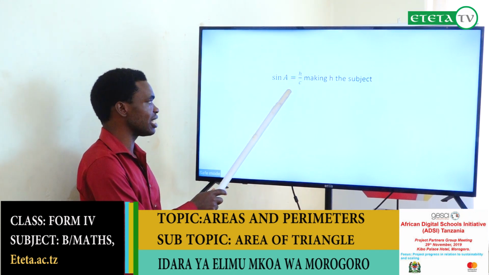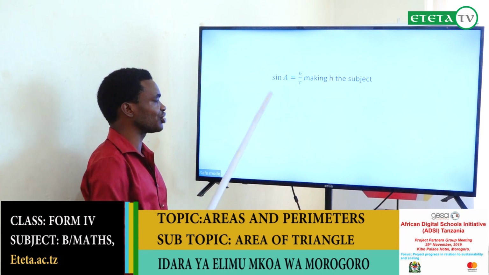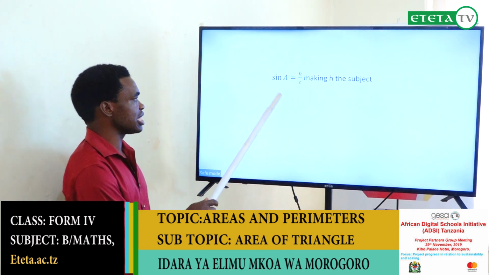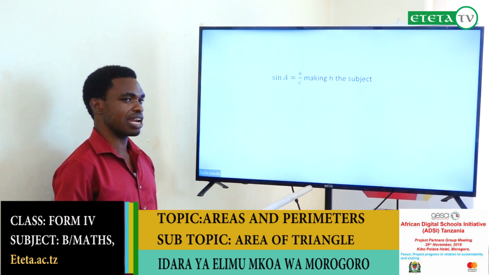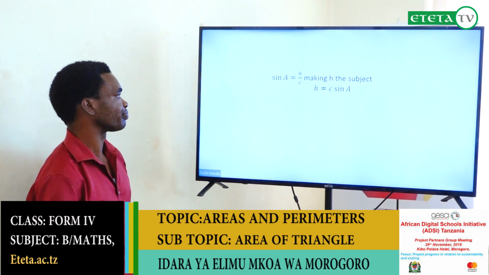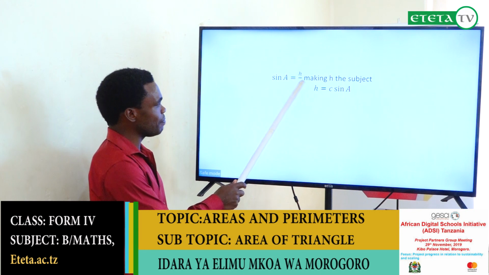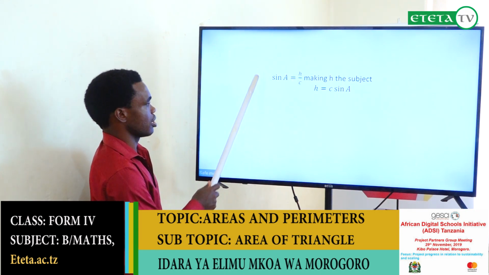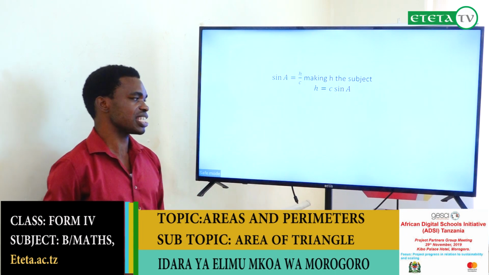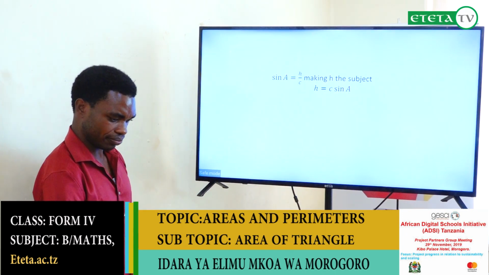Since the opposite is h and the hypotenuse is c, and our interest is to get h, we can make h the subject. Making h the subject here, you can apply cross multiplication, so c multiplies sine A. It will be h equals c sine A.